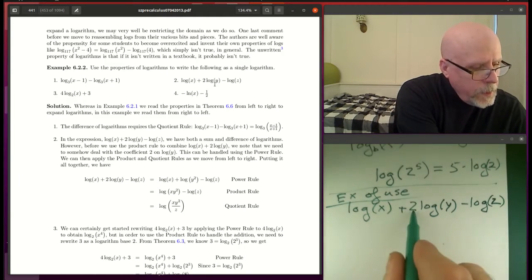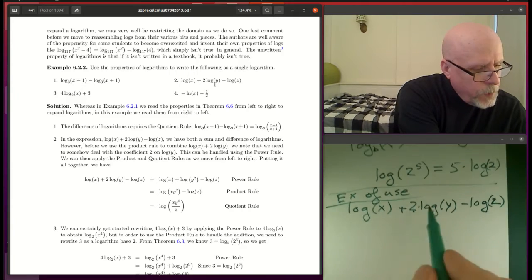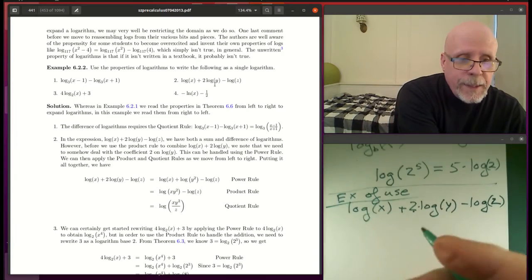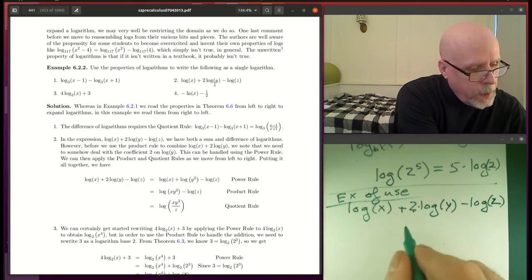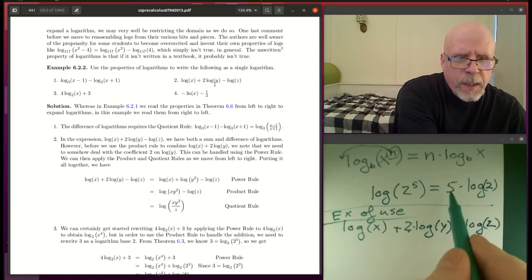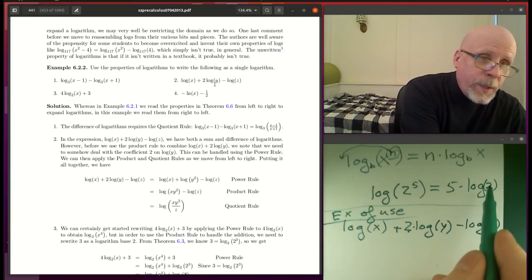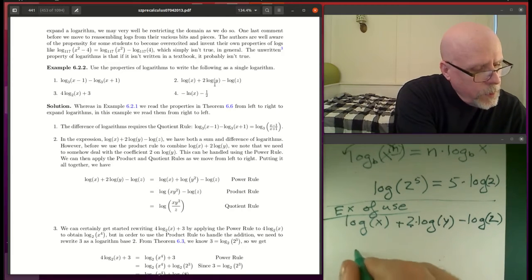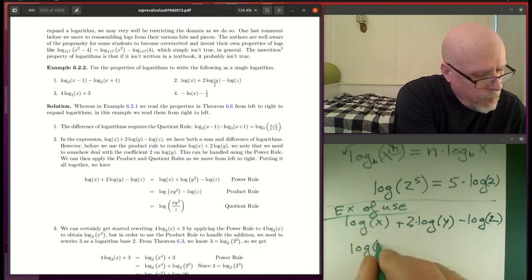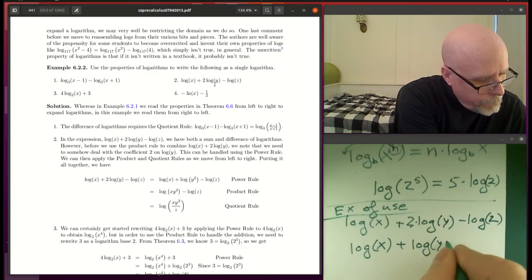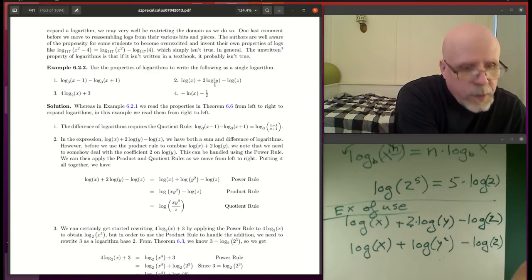Let's point out that the 2 up front of log y looks like it just got plucked out from the inside. If I'm trying to write things as single entities, I can put it onto the inside again. That is, this rule is reversible. I can either pull the power outside, or I can take a multiplying factor that's outside and bring it inside, but it becomes a power. So this is log of x plus log of y squared minus log of z.